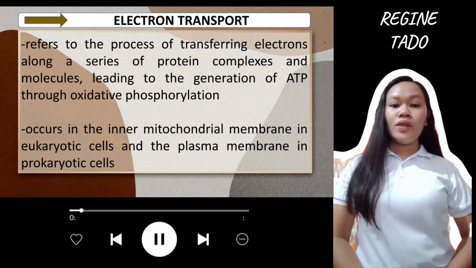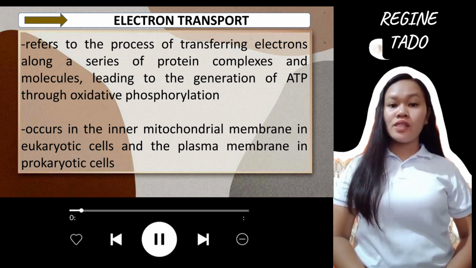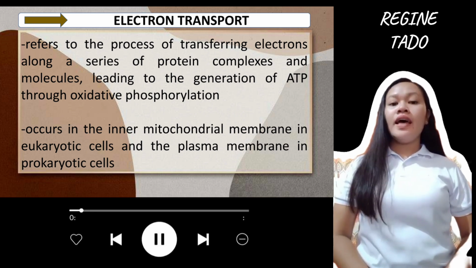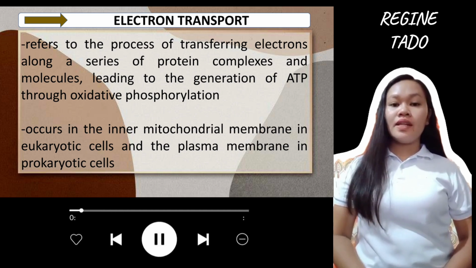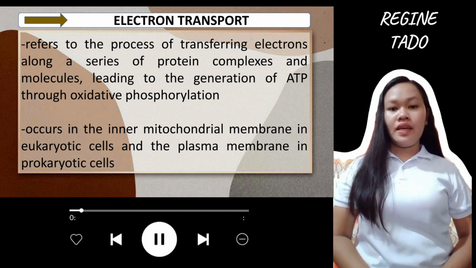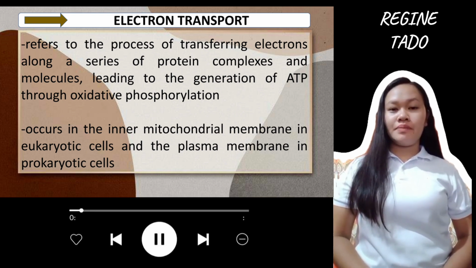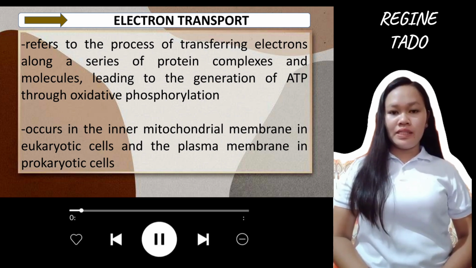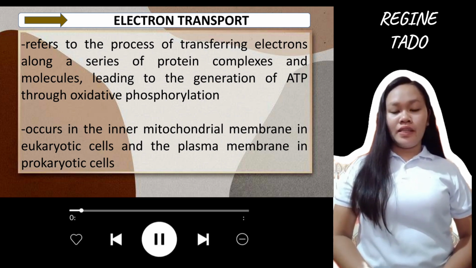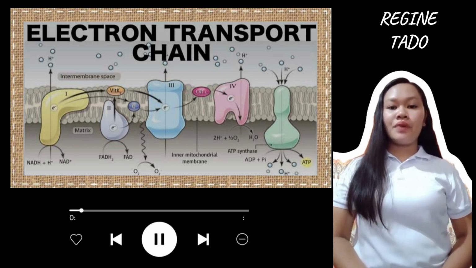On the other hand, prokaryotic cells have no mitochondria. That's why electron transport takes place on the plasma membrane. The plasma membrane of prokaryotic cells serves a similar function to the inner mitochondrial membrane in eukaryotic cells, providing a platform for the electron transport chain proteins to function and generate ATP. As you can see in the picture, it is a process.